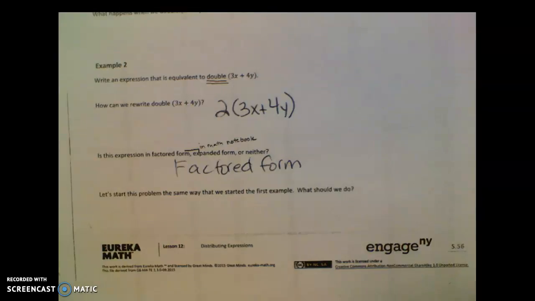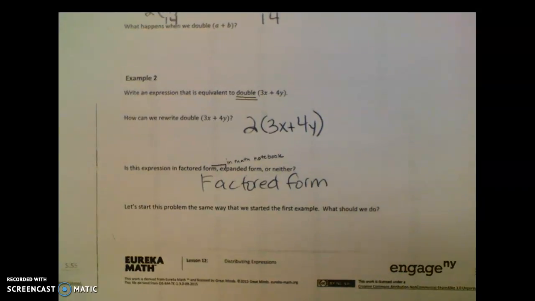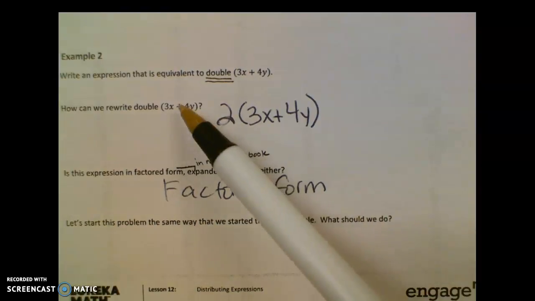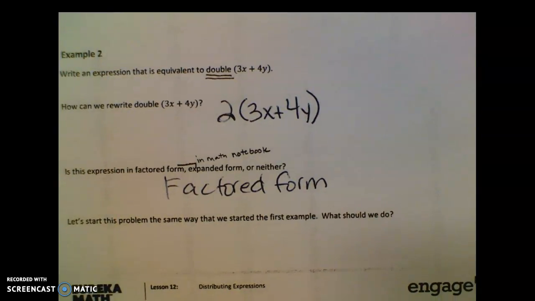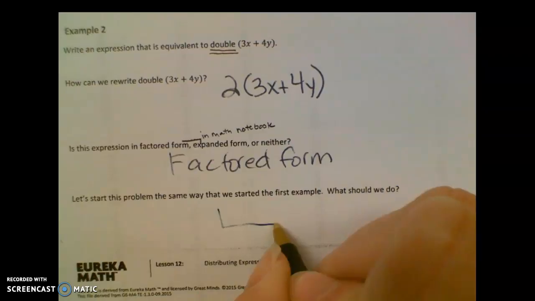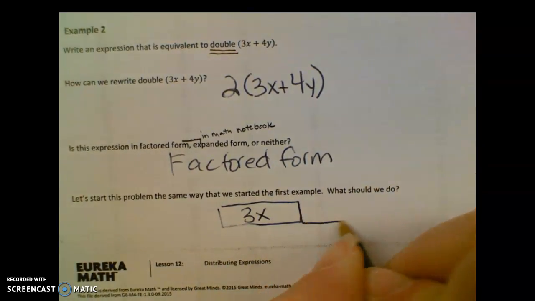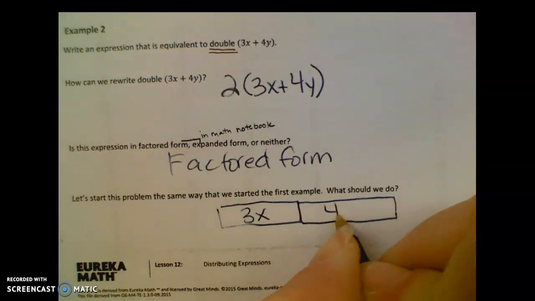So now it says, let's start this problem the same way that we started the first example. What should we do? Well, when I look back at my first example, the first thing I did was just do the A plus B. So in this case, let's go ahead and do the 3x plus 4y. So this would look like 3x plus 4y's. So now turning the page.